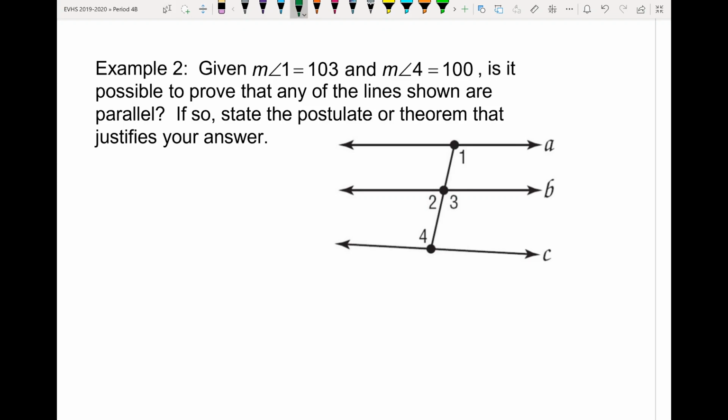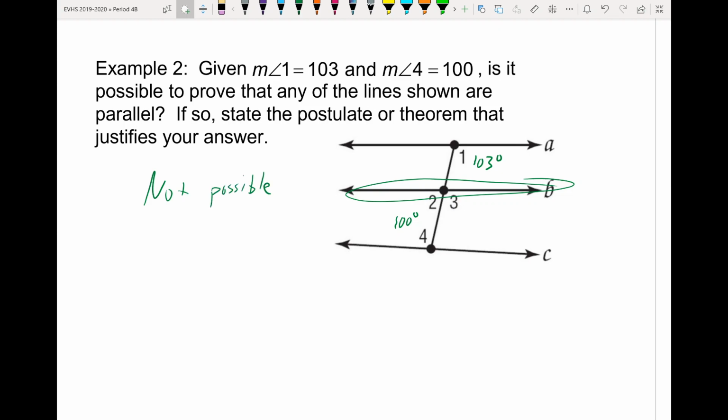Okay, example 2. We've got 103 degrees for angle 1, 100 degrees for angle 4, and is it possible to prove that any of the lines are parallel? First off, B. We know nothing about angle B, or line B, right? So what's the relationship between angle 1 and angle 4? What's their named relationship? Alternate interiors. Now, in order for the lines to be parallel, alternate interiors would have to be congruent. Are they congruent? No. So, not possible.